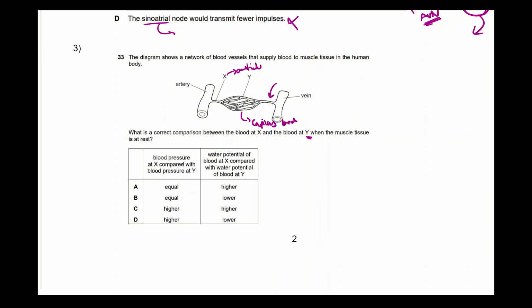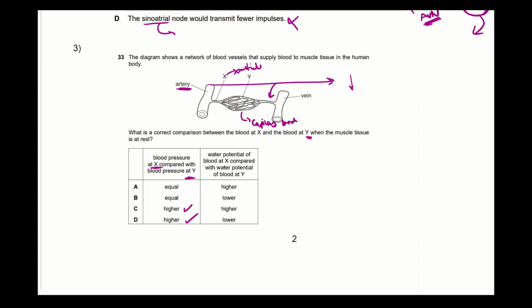Now, blood pressure at X compared with the blood pressure at Y. So, the closer we are to the heart, aka the artery, the higher the blood pressure, and as we go along to the vein, it keeps decreasing. Therefore, the blood pressure at X must be higher.